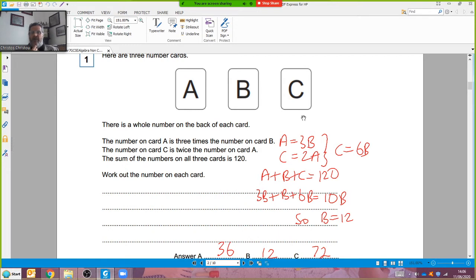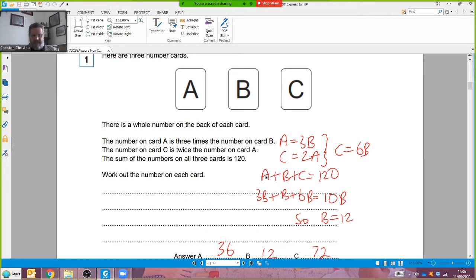There is a whole number on each of these cards somewhere behind. The number on A is 3 times the number on B. So this is the first thing I wrote, because I know I'm going to set up some equations. The number on C is twice as big as the number on A. So C equals 2 lots of A. And if A is worth 3 B's, then C must be worth 6 B's, because it's twice as much, you see. And I know that all 3 add up to 120. So I've now got 1, 2, 3, 4 little semi-equations. So this is what I did next.